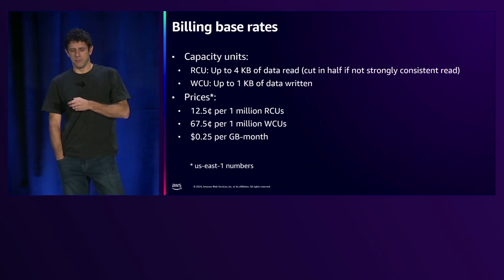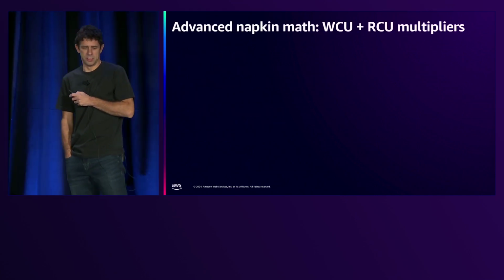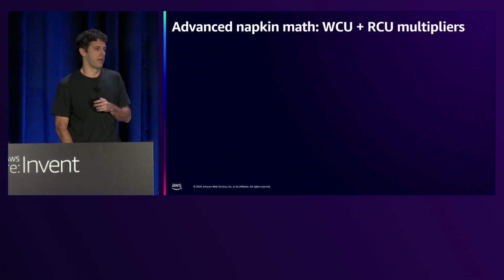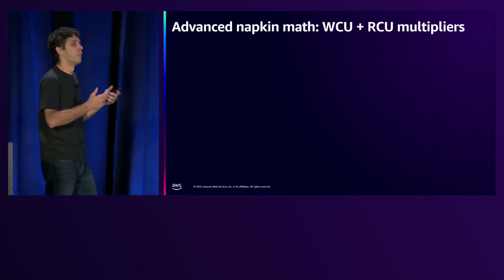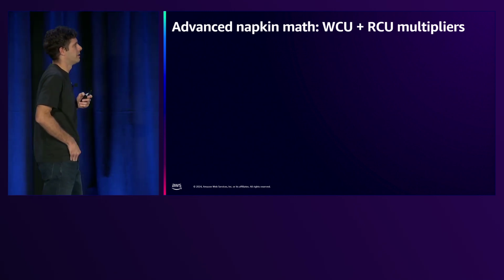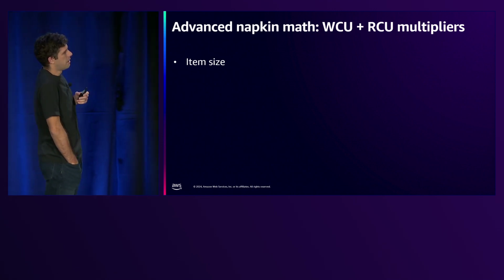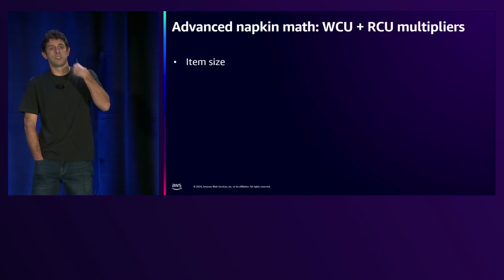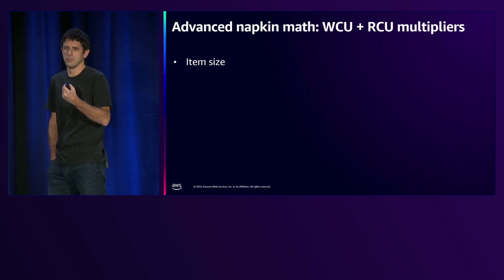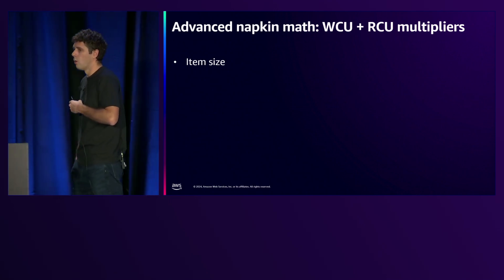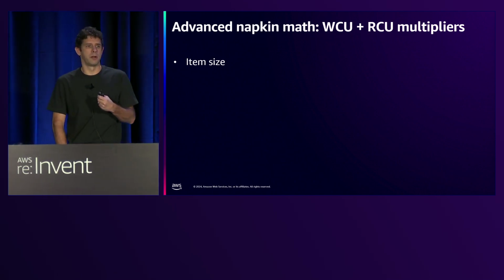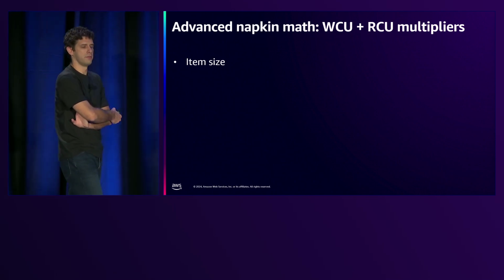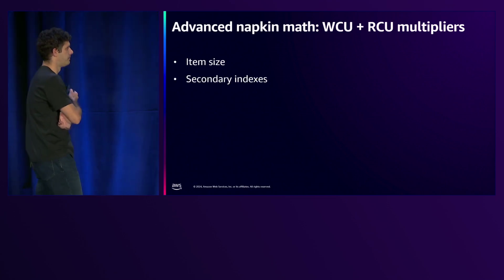Right, so we have these different base rates, especially those capacity units, RCUs and WCUs, but there are all kinds of multipliers on these capacity units. When you do a single request, it could take up more than one RCU and more than one WCU. So what are those multipliers? Things like item size. If you're writing a 10 kilobyte item, you're going to get charged 10 write capacity units for that, one for each kilobyte in that item. Or if you read an entire page of query results, remember you can read a whole megabyte of data in a single request, but that's going to cost you 250 read capacity units.